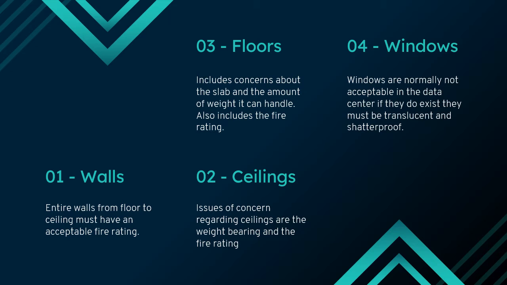Secondly, ceilings. Issues of concern regarding ceilings are the weight-bearing rating and the fire rating. Thirdly, floors. Includes concerns about the slab and the amount of weight it can handle. This means that there is commonly 150 pounds per square foot in a slab and its fire rating. Fourth, windows. Windows are normally not acceptable in a data center. If they do exist, however, they must be translucent and shatterproof.